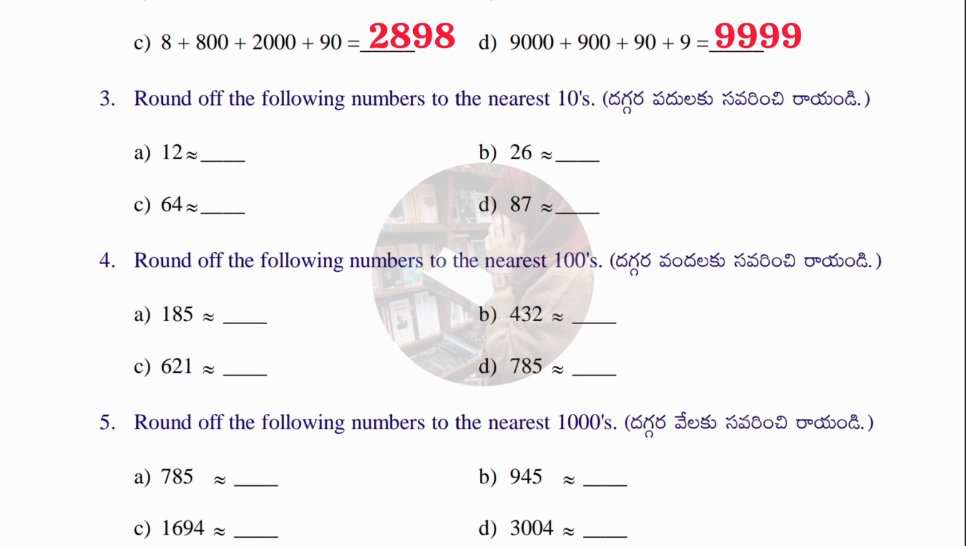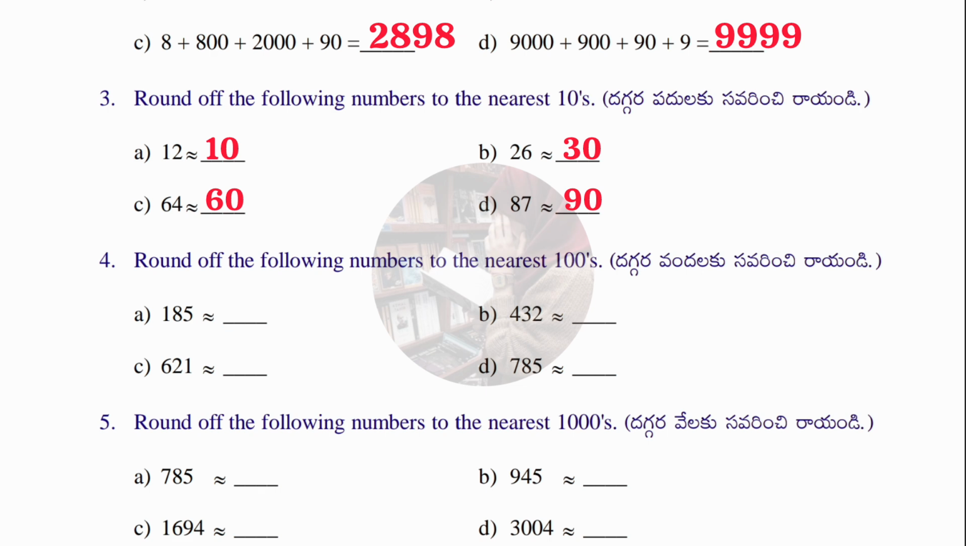Let's move on to the third one, which is round off the following numbers to the nearest 10 value. Here some numbers are given and now we have to write down their nearest number. So 12, nearest number is 10. Then 26, nearest number is 30. Third one, 64, nearest number is 60. Next fourth one, 87, nearest number is 90.